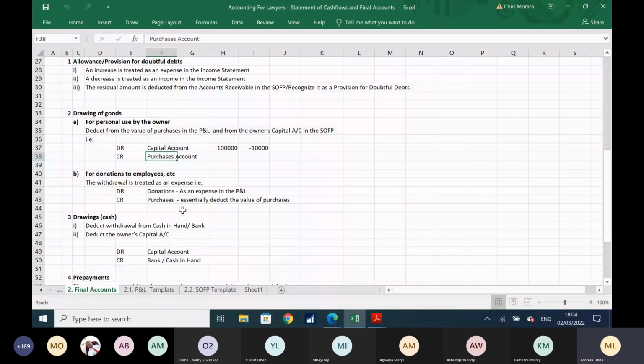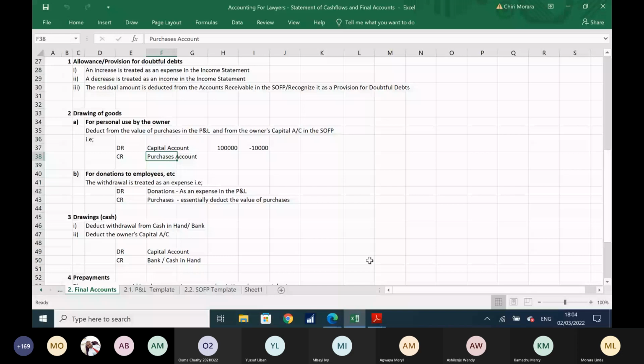When you bought them, you debited your purchases account because it was an expense. But the moment the owner draws it, it means that expense has not been used to generate revenue for the company. It has now been used for other purposes. That is why you need to credit your purchases account, so that it shows less by that amount, because it's no longer an expense for the company.